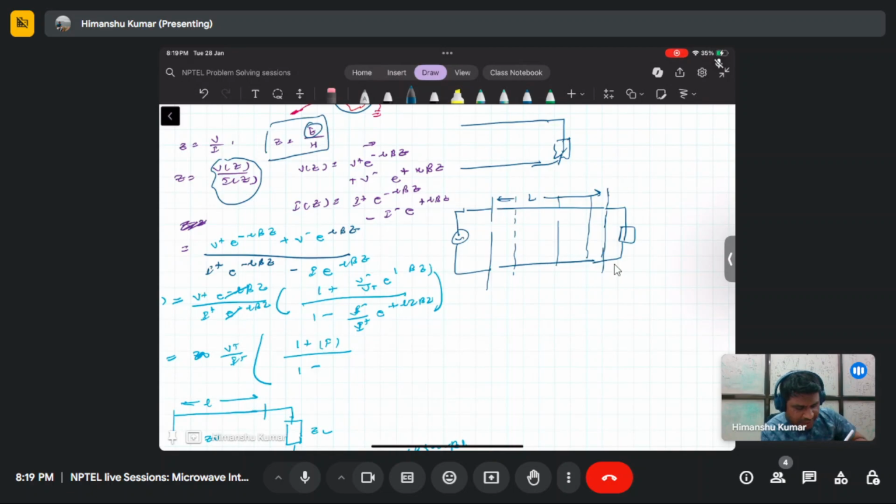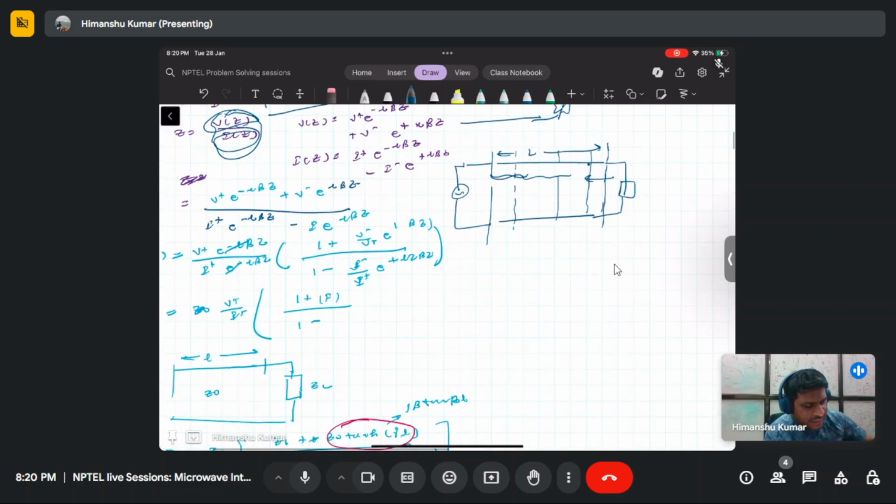So the total impedance is basically the total voltage divided by the total current. At each point, the idea is that we need to calculate the total voltage and the total current. Let's say you are putting the wave from this side. There will be two waves. One is going in the forward direction, and the other is going in the reverse direction, which comes from the reflection. So we can write the total voltage as the sum of two voltages of propagation.